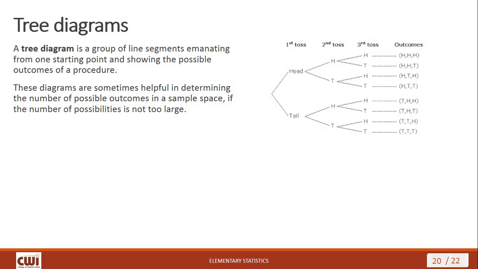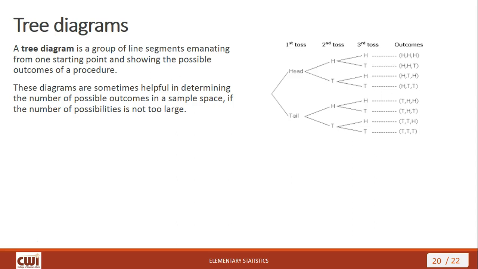Tree diagrams. Tree diagrams are ways in which we can actually make our sample space and get the total number of outcomes out. It's one method for doing it. And sometimes this can be helpful if the number of possible outcomes in the sample space is not too large.